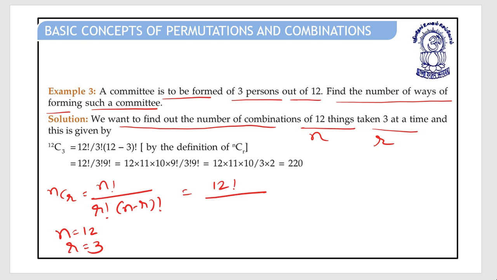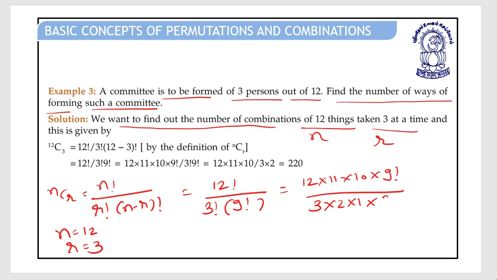So 12 factorial upon 3 factorial into 12 minus 3, 9 factorial. So 12 into 11 into 10 into 9 factorial over 3 into 2 into 1 into 9 factorial. 9 factorial cancels. 3 4s are 12, 2 5s are 10, 4 5s are 20 into 11, 11 2s are 22, 220. So the answer is 220.